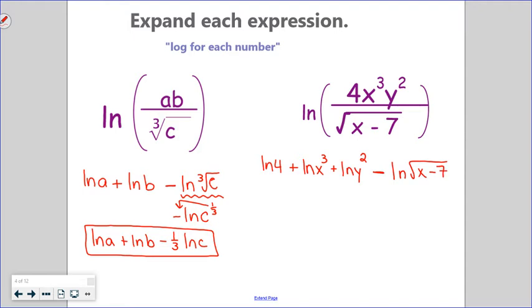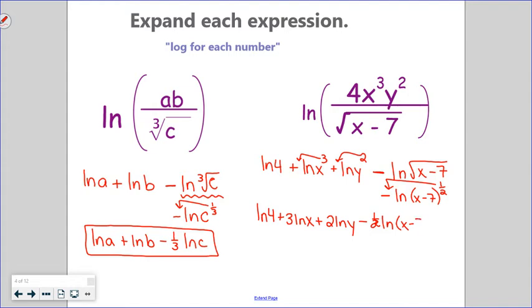And then a lot of cleanup to happen. Again, rewriting any radical as a fraction exponent. So over here, rewriting this as x minus 7 raised to the 1/2. The parentheses is a must. You cannot write that without the parentheses. Even after I slide that exponent out front, that parentheses will have to remain, grouping the entire x minus 7 together inside your logarithm. And then slide the 3 and the 2 out front for those. We get natural log of 4 plus 3 natural log of x plus 2 natural log of y minus 1/2 natural log of x minus 7.